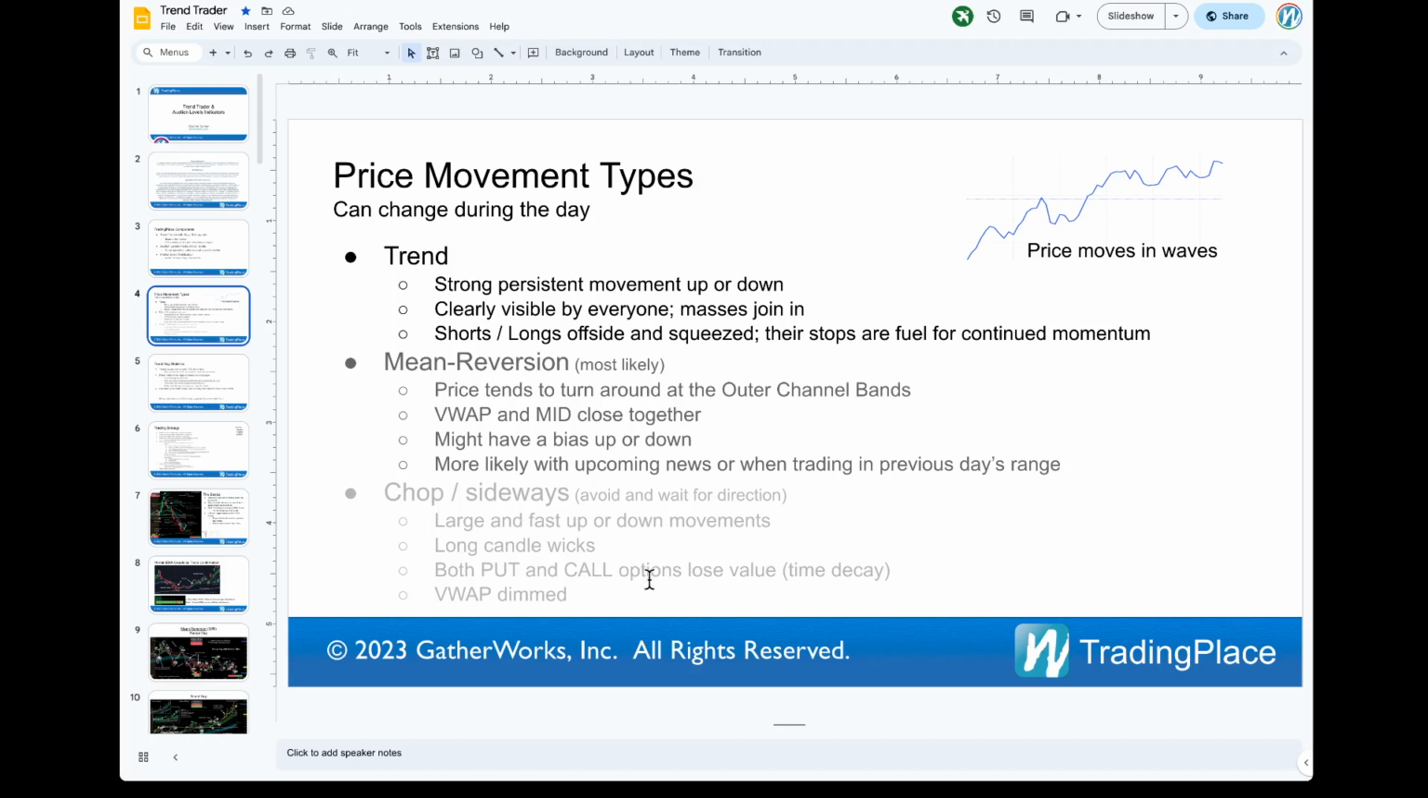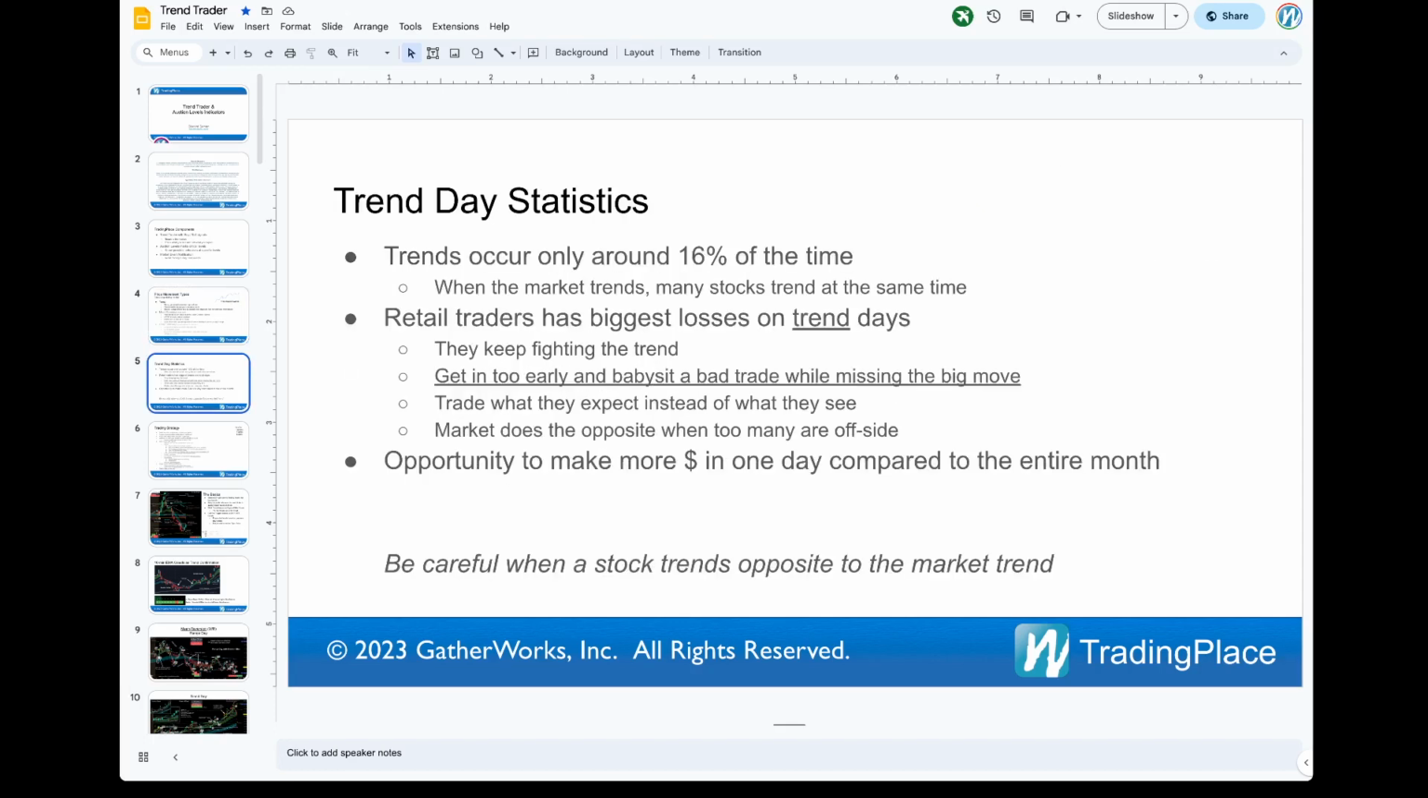When you see chop, you want to stay away from it. The indicator is not good with choppy days, but it will show you. You'll see the wicks, and once you recognize what it looks like, you'll know not to trade. You only need one good trade a day, guys. And if there's no good trades, then just sit out.